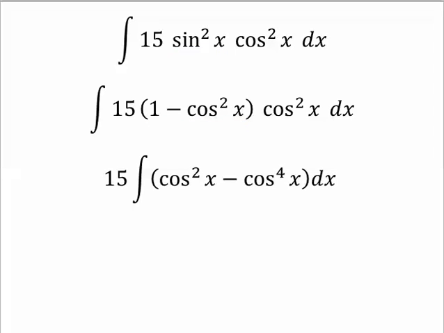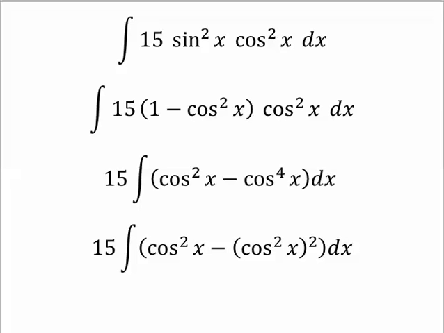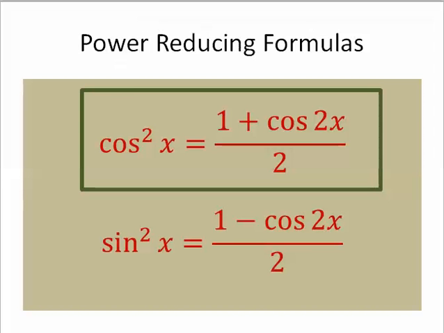Distribute the cosine squared into the parentheses and bring the 15 on the outside. And then recognize that cosine squared squared is cosine to the fourth. So I've now written both pieces in terms of cosine squared. And I will use the power reducing formula for my next step. Instead of the cosine squared, I'm going to use 1 plus cosine 2x all over 2.